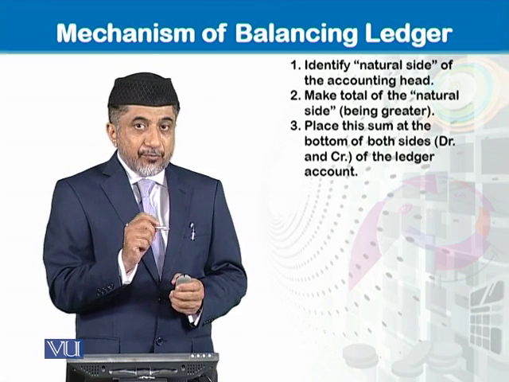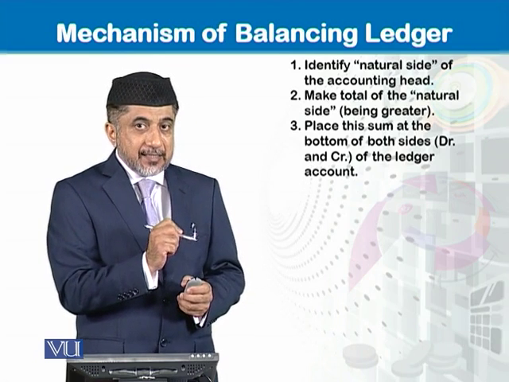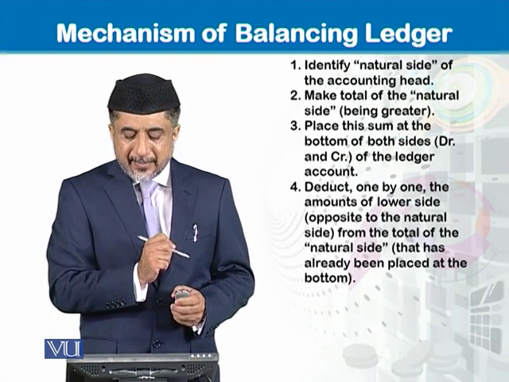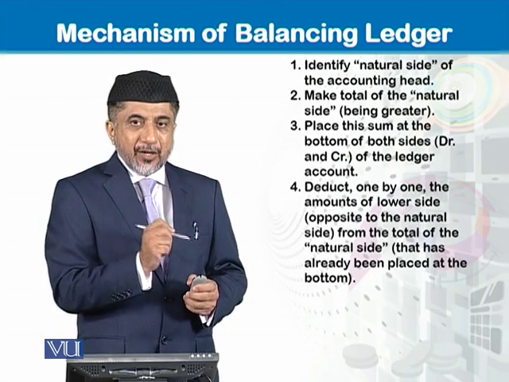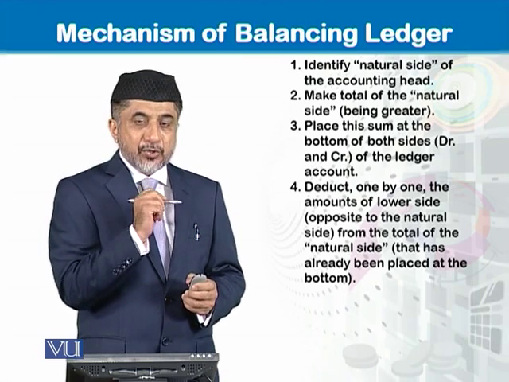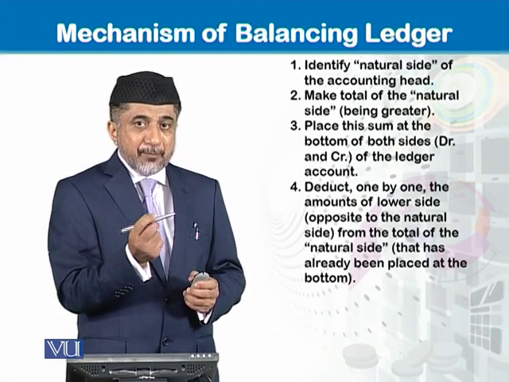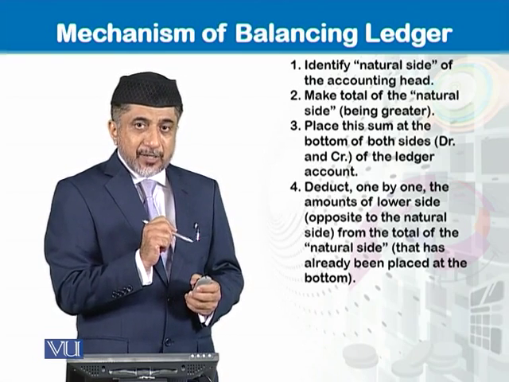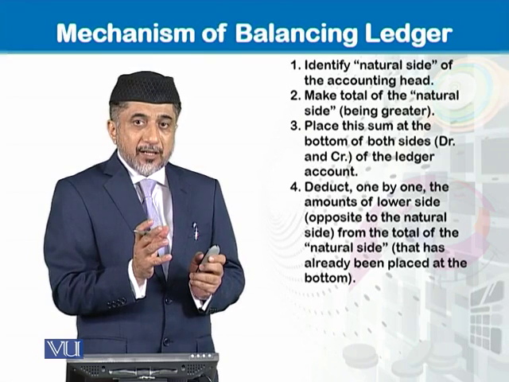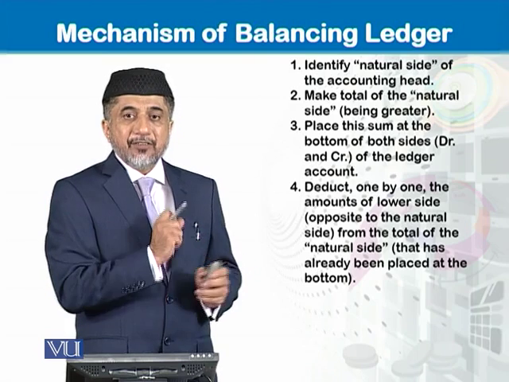You observe this thing that we place 220,000 under the debit side as well as under the credit side of that bank account. And then deduct one by one all items appearing in the lower side from the total. This is one way to do this practice, or otherwise you can make the total of the lower side altogether, as we did in this example, and then the total would be subtracted from the total of the heavier side.